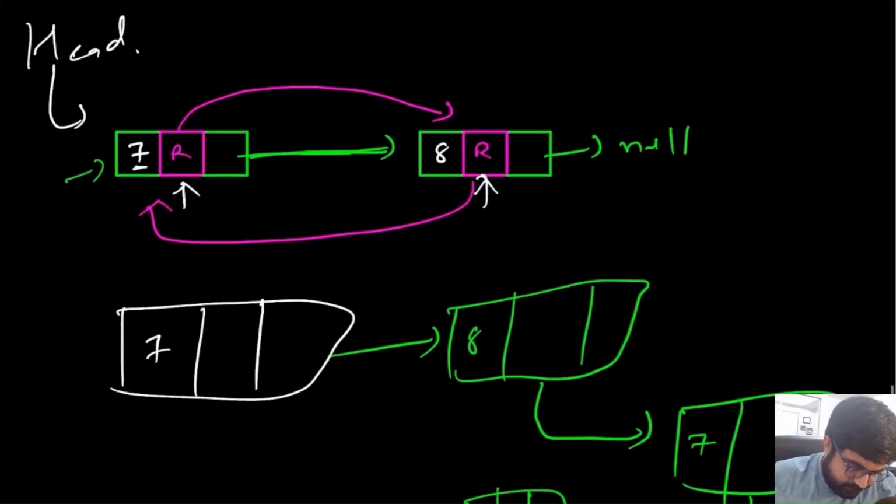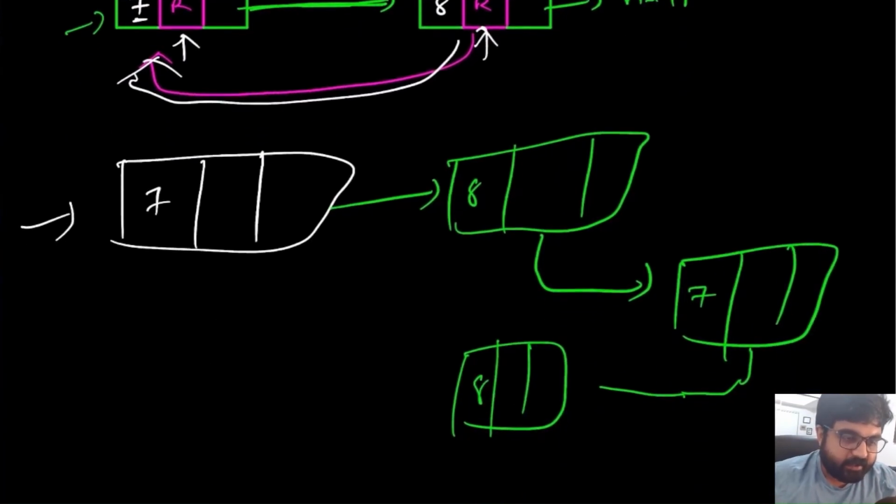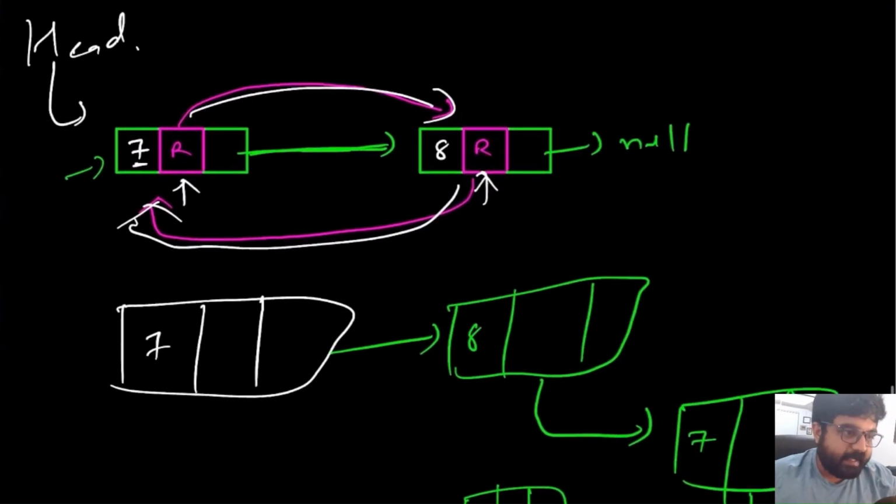So basically, because there exists a cycle over here, it is possible that while creating the copy, we could end up in an infinite loop, and that could be disastrous. So we will have to avoid that at any cost.